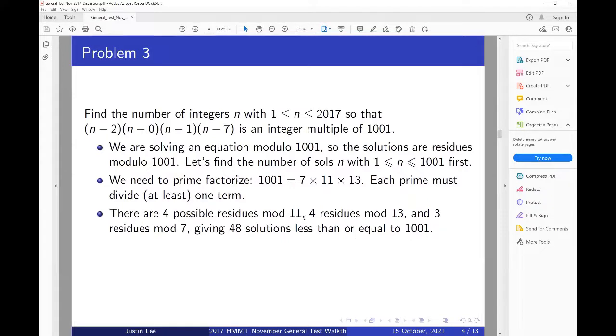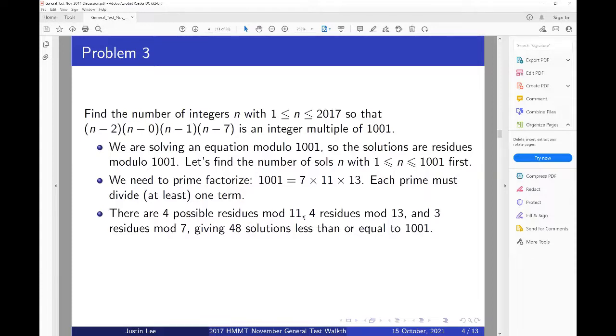Next slide. Modulo 11, 11 must divide one of the 4 terms, so n must be congruent to 0, 1, 2, or 7 modulo 11. So there are 4 possible residues mod 11. Mod 13, same thing: n must be 0, 1, 2, or 7 mod 13, 4 residues. Mod 7 is a bit tricky here. n minus 0 and n minus 7 are the same modulo 7. So we only actually have 3 possible residues modulo 7, that would be 0, 1, and 2.